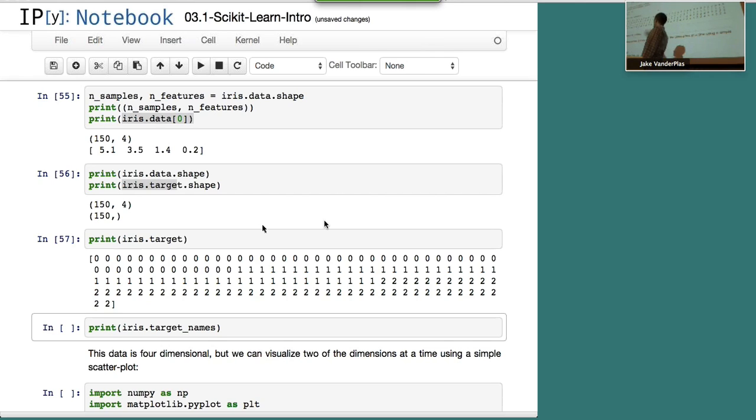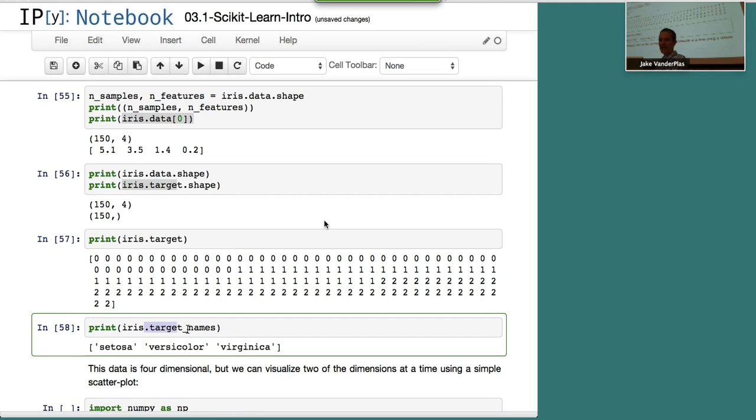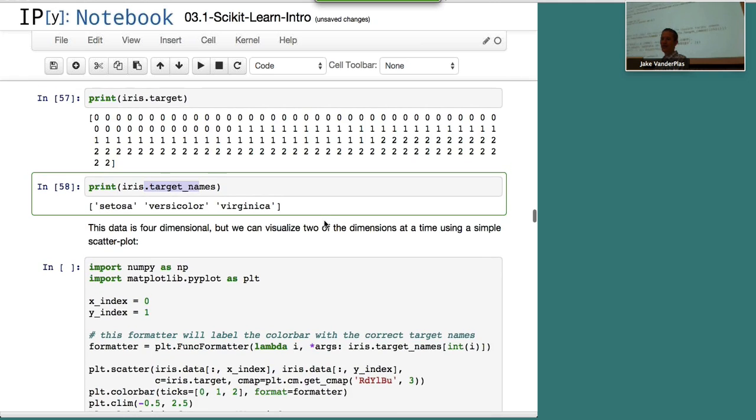This 0 is one species, 1 is another species, 2 is another species. And the target names gives you the kind of dictionary of how to interpret that. So all the 0s are Iris setosa, all the 1s are versicolor, and all the 2s are virginica. So this is our data.